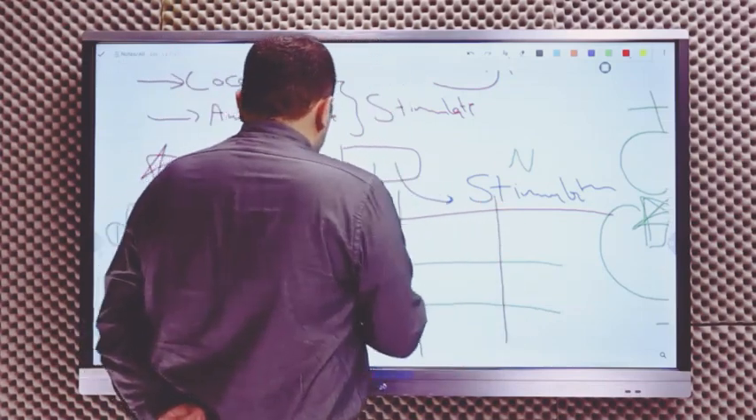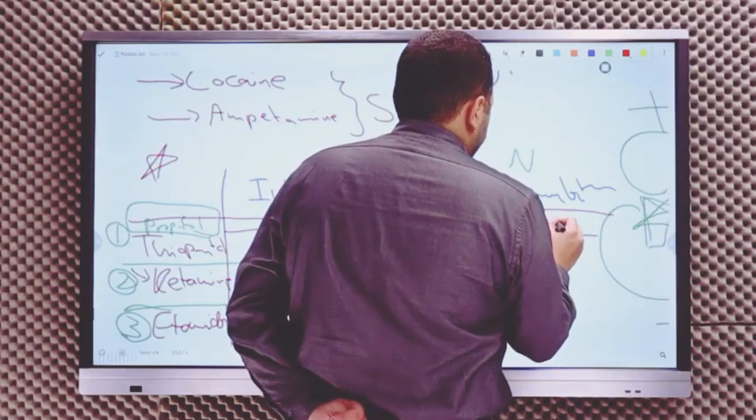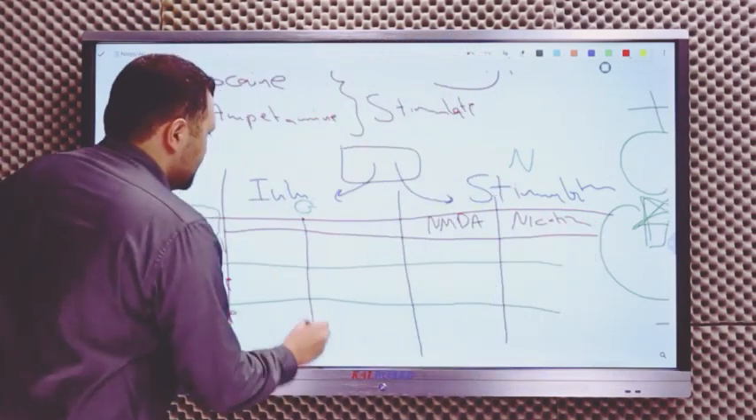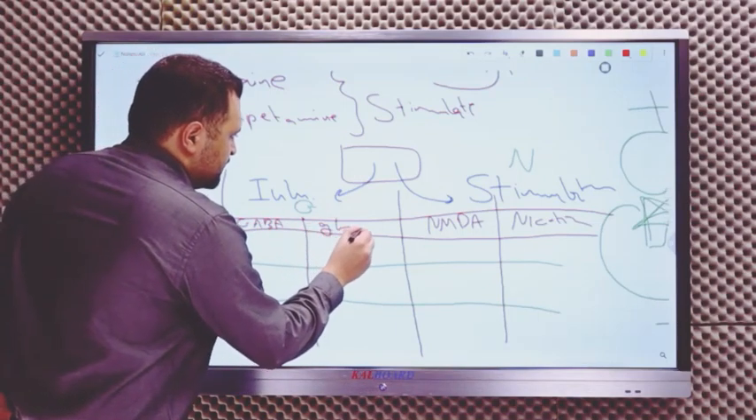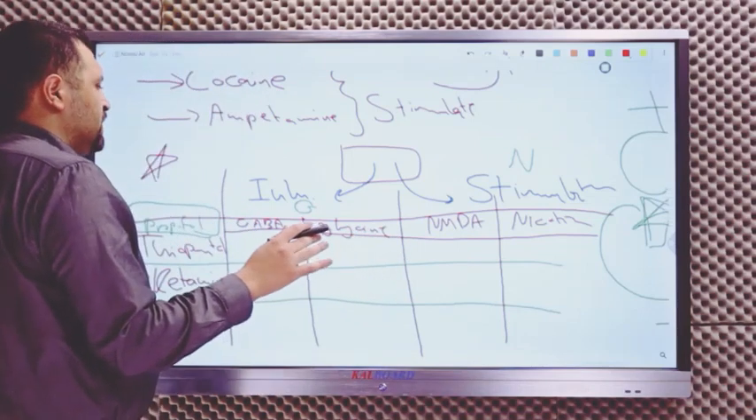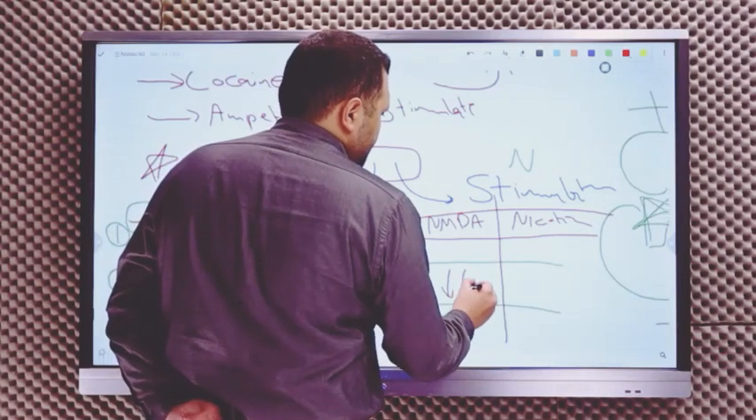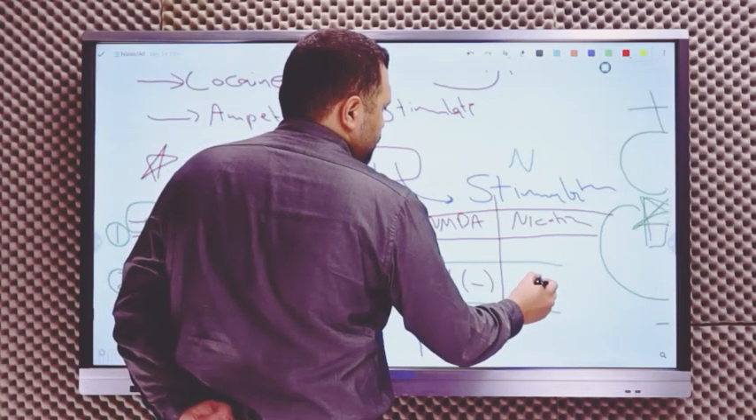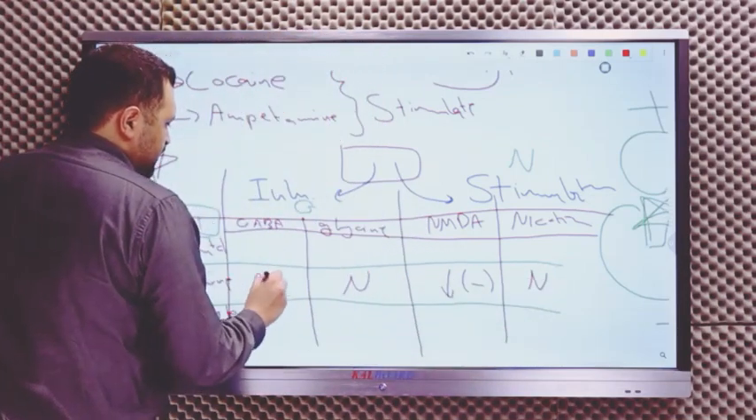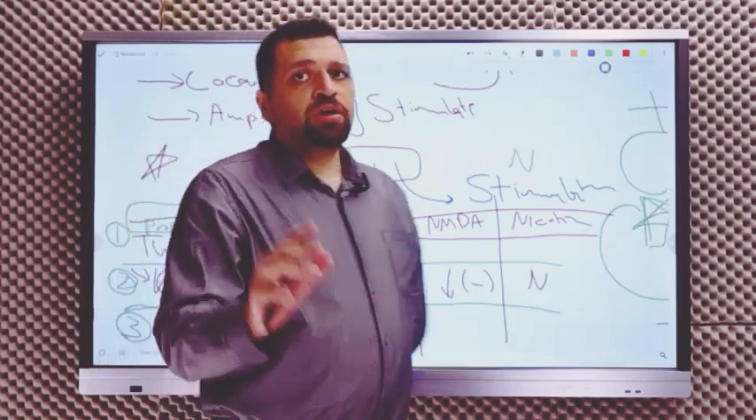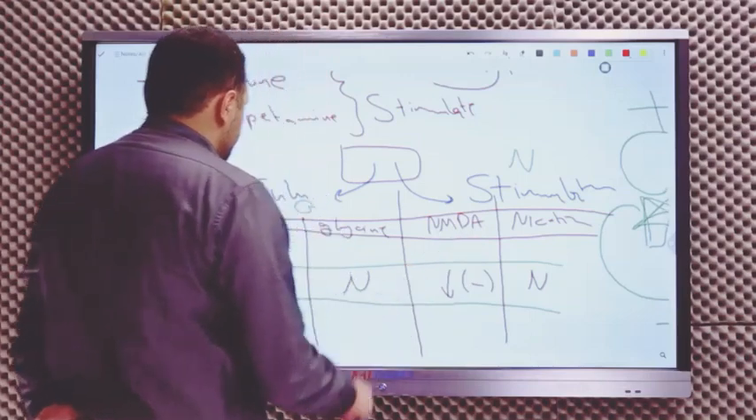We have here NMDA, nicotinic, and here GABA and glycine. Okay, now here ketamine inhibits NMDA. This is the only way it works. Here none, N for none, here none, none. So ketamine only works on NMDA receptors by inhibiting NMDA receptors. It doesn't work on the other receptors.